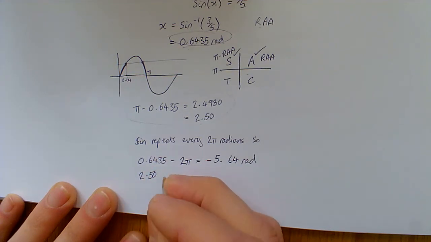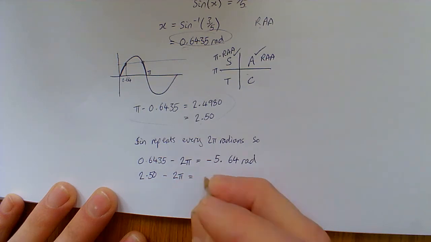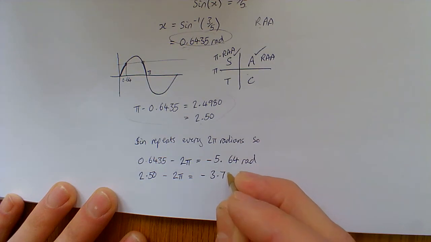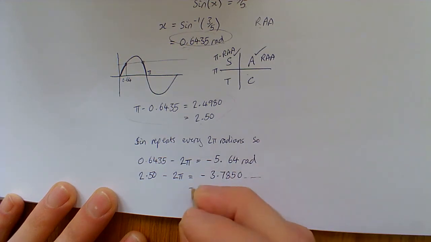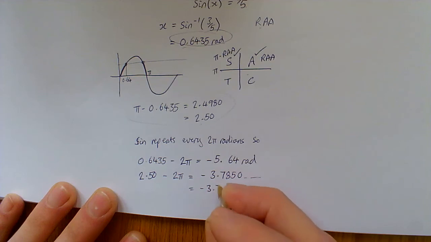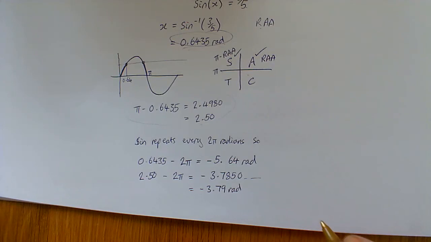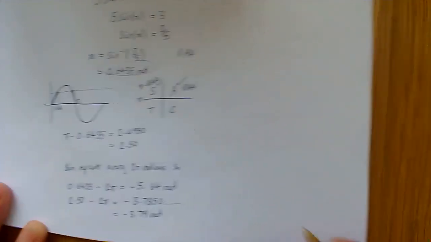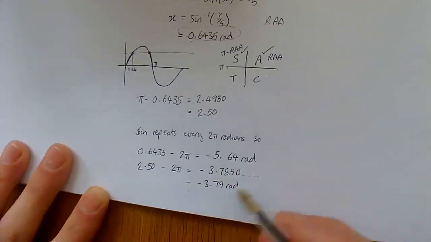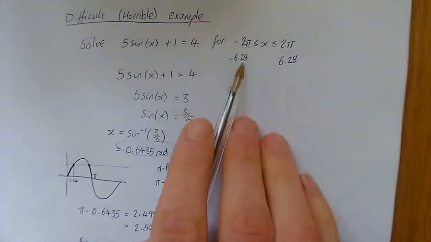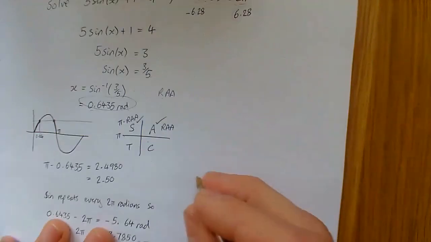The other one's 2.50, take away 2 pi radians, gets us -3.7850 something, which rounds to -3.79 radians. So all our work is done. You could try taking another 2 pi off these. You'll find immediately you're over the minus 6.28 though.